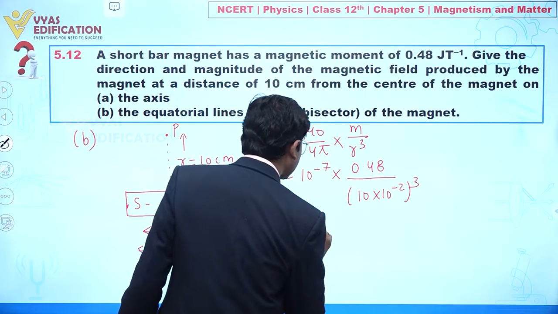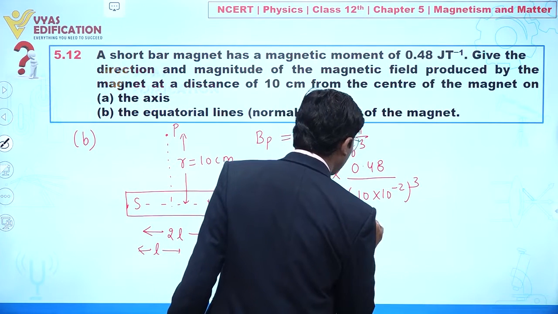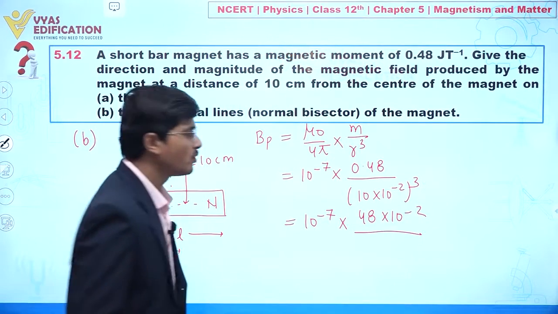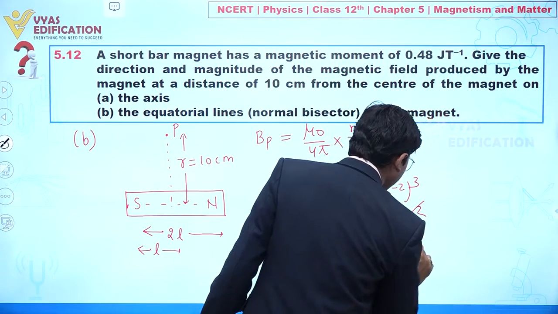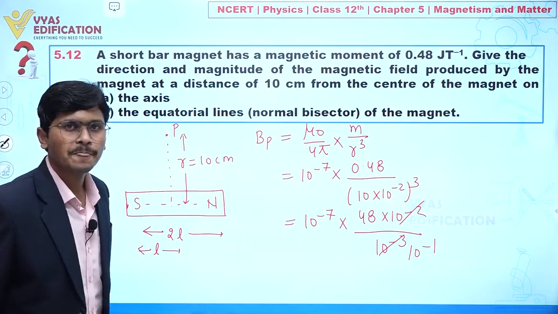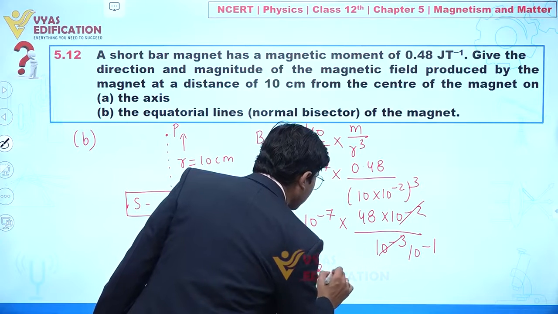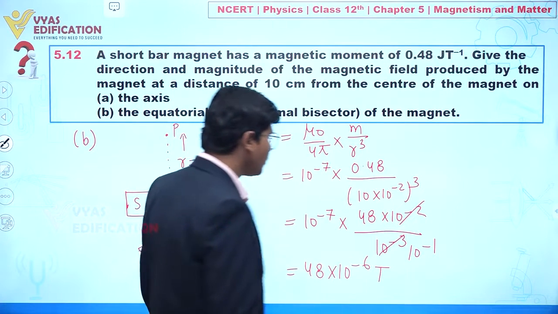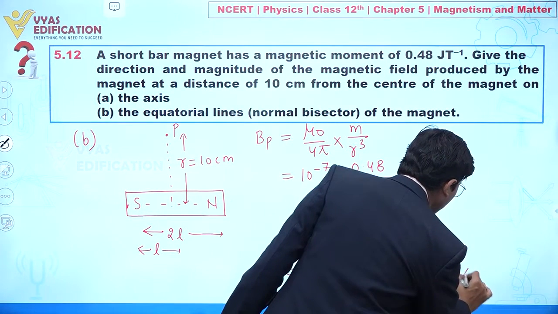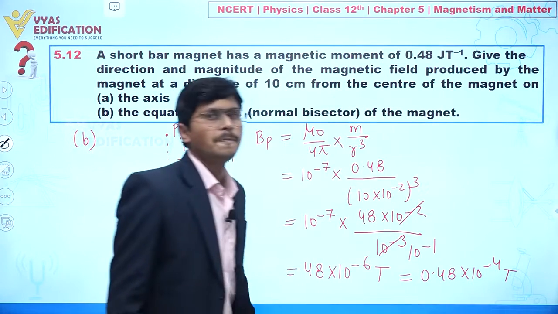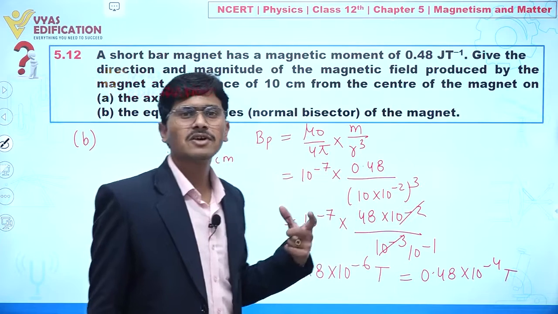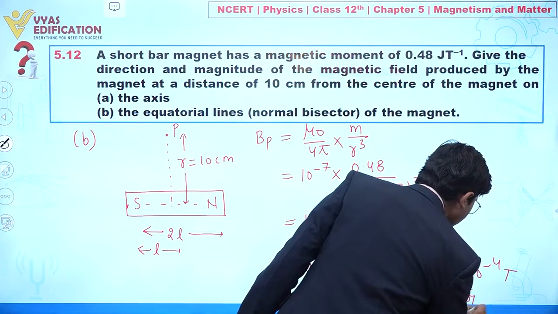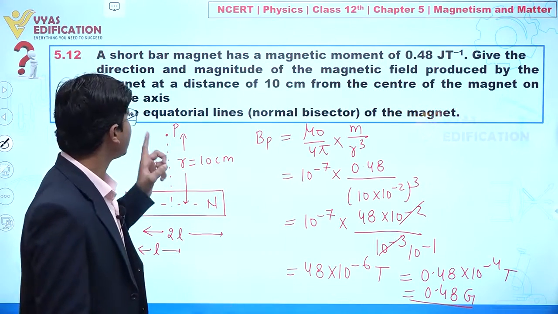Clear? So from here this is 10 to the power minus 7 and 48 into 10 to the power minus 2, divided by 10 to the power minus 1. So I can say this is 10 to the power minus 3. This one and this one cancel out. This is 10 to the power minus 1. Clear? So from here I can write this is 48 into 10 to the power minus 6 Tesla. Clear? You can also write this is 0.48 into 10 to the power minus 4 Tesla. Now 10 to the power minus 4 Tesla is equal to 0.48 Gauss. Clear? So this is equal to 0.48 Gauss. So this is the answer of part number B.